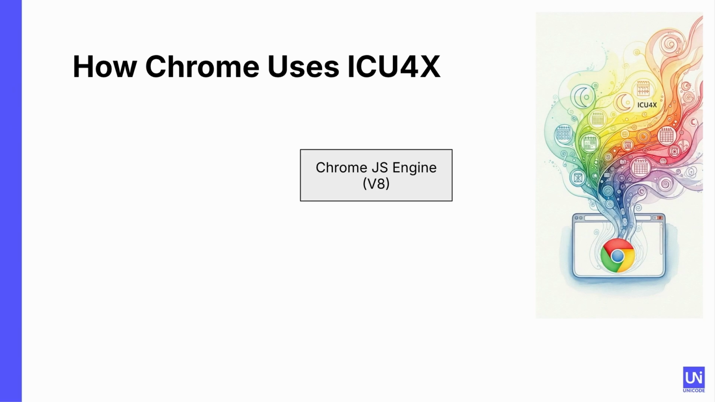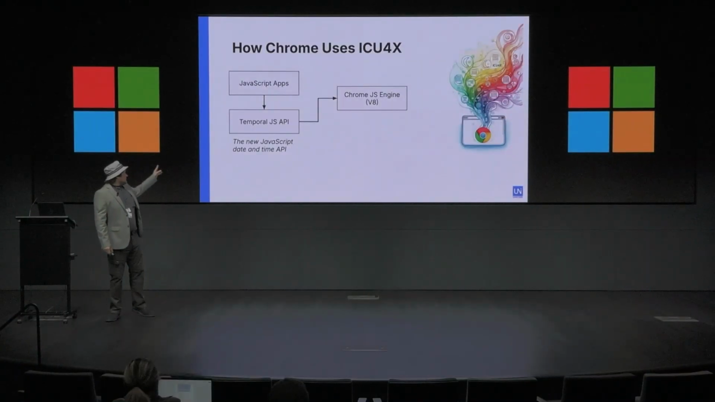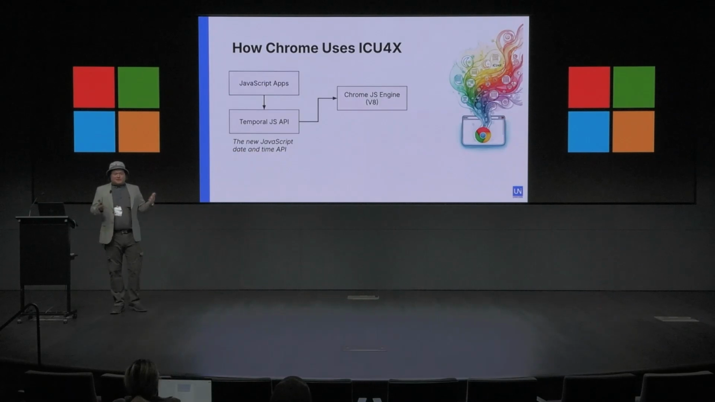Chrome. So let's talk a little bit about Chrome. Inside Chrome is this component called V8. It's the JavaScript engine that runs inside Chrome. JavaScript apps use the Chrome JavaScript engine through any type of binding, but I'm going to talk today about the Temporal API.